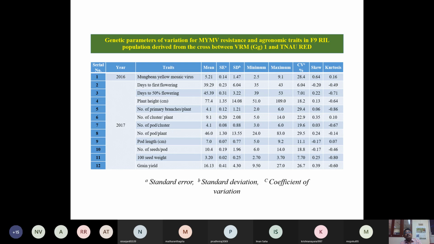Okay. The parameters which we recorded for every season are pod number, pods per plant, pod length, number of seeds per pod, 100 seed weight and grain length.